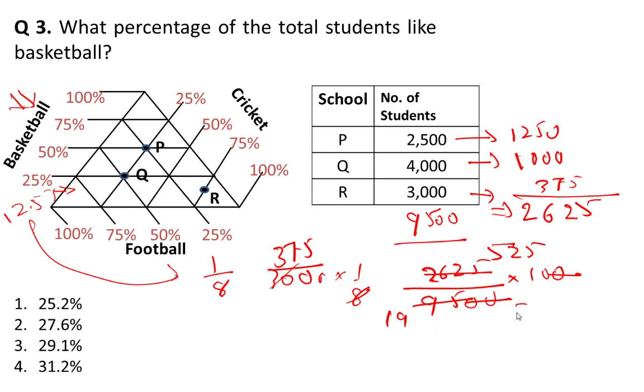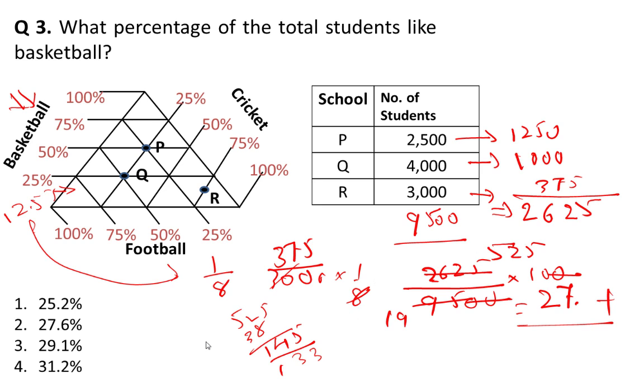19. So how many times with 19? 19 twos are 38, 5 to 5, 19 twos are 38. So the number left is 14 and 5, 145. So with 19, it goes 7 times, 19 sevens are 133. So your answer is 27 point something.